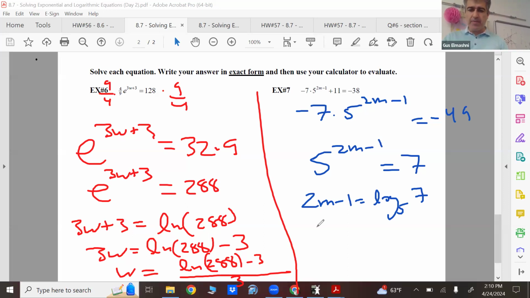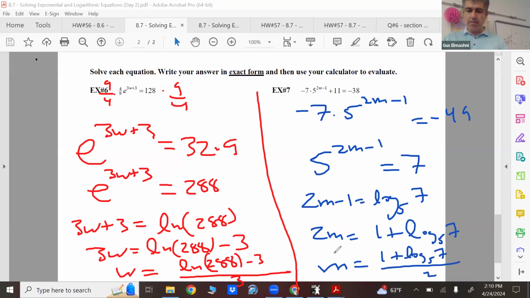2m minus 1 equals log base 5 of 7. 2m equals 1 plus log base 5 of 7. And then m equals that all over 2. And there you go. It says use your calculator to evaluate. It's fine. I know you guys can punch in the calculator. It's totally fine. Okay, we're good?